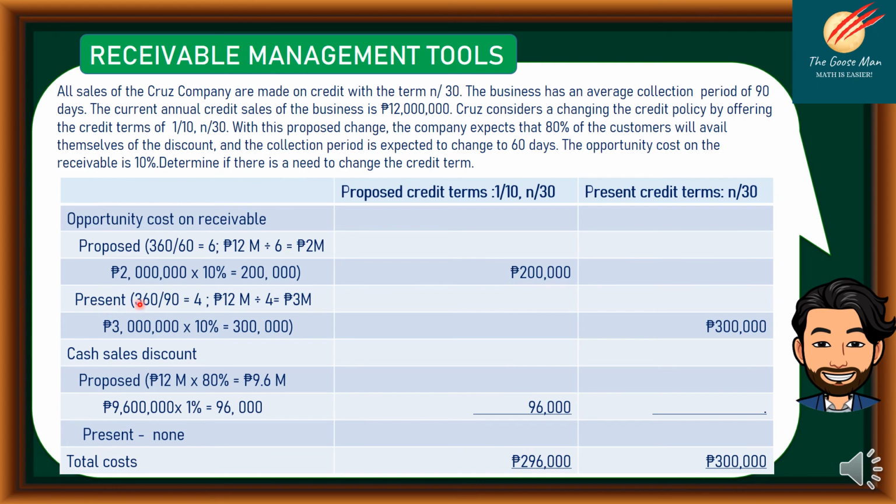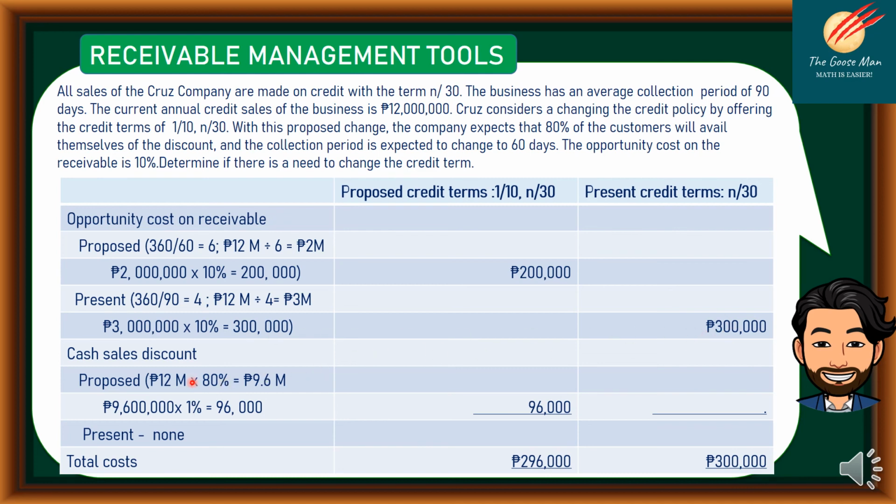Now, on the other hand, on the present, we have 90 days as our average collection period. So 360 divided by 90 is equal to 4, so we have 4 collections in a year. And take note that 12 million divided by 4, we have 3 million pesos per collection. There is an opportunity cost of 10%, so 3 million times 10% is equal to 300,000. So this is from our present credit terms.